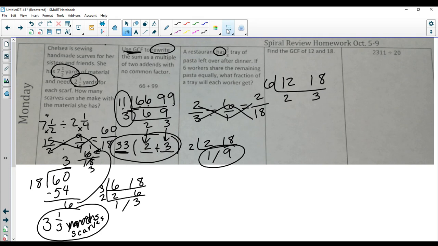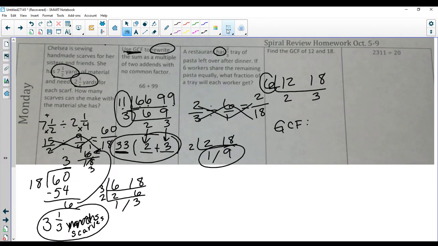All right, so our final, can we bring anything out of 2 and 3? No, because they're right next to each other. They're back to back, so we're done. So our GCF is going to be what? 2/3. No, the GCF, 6.